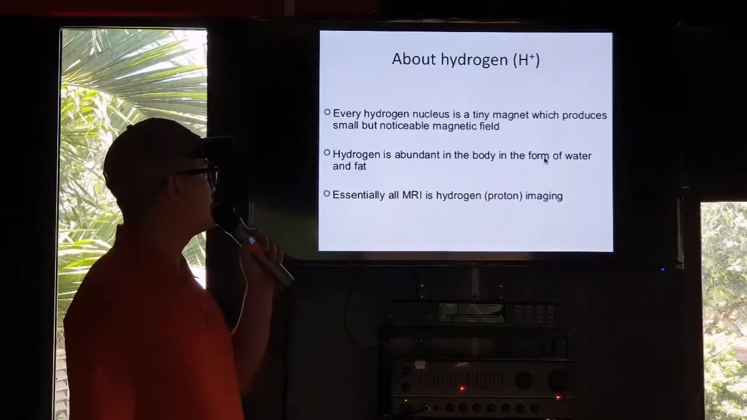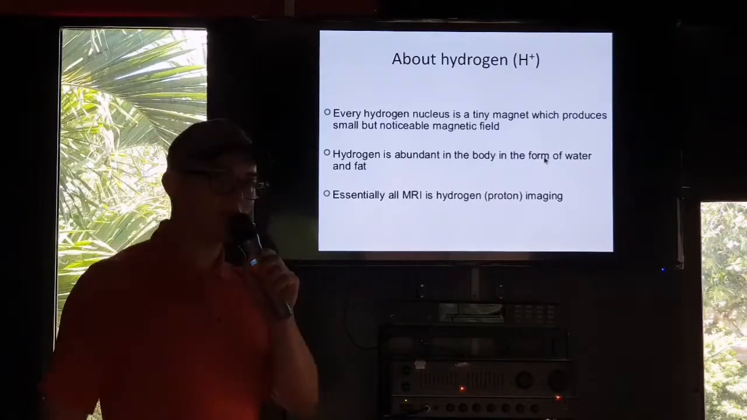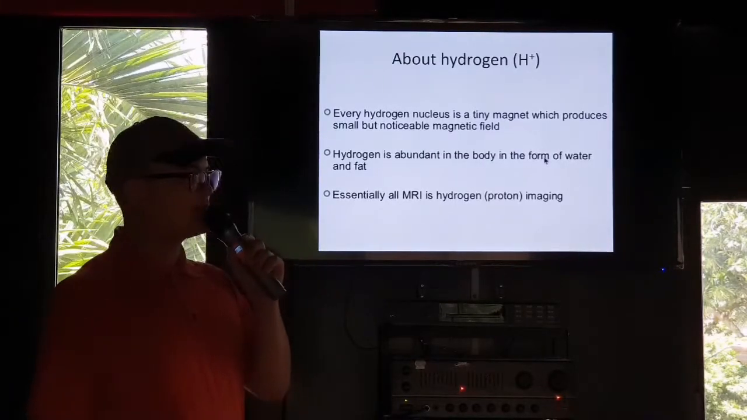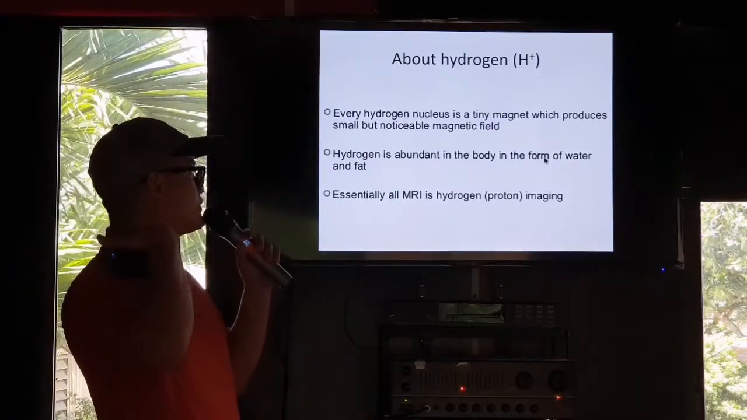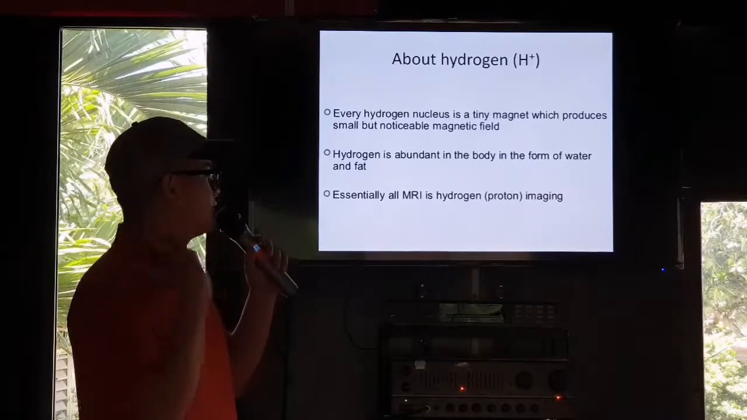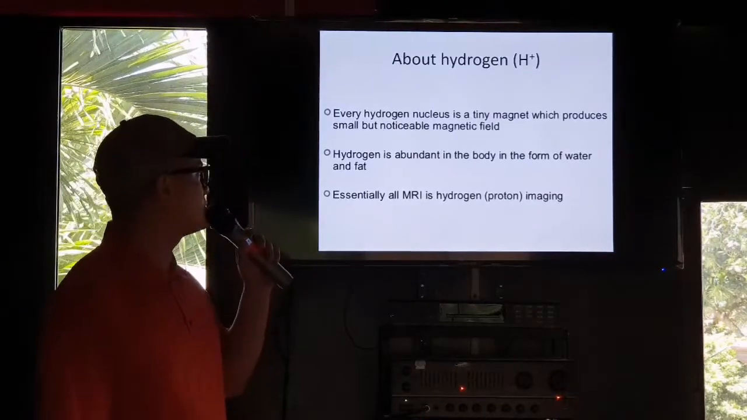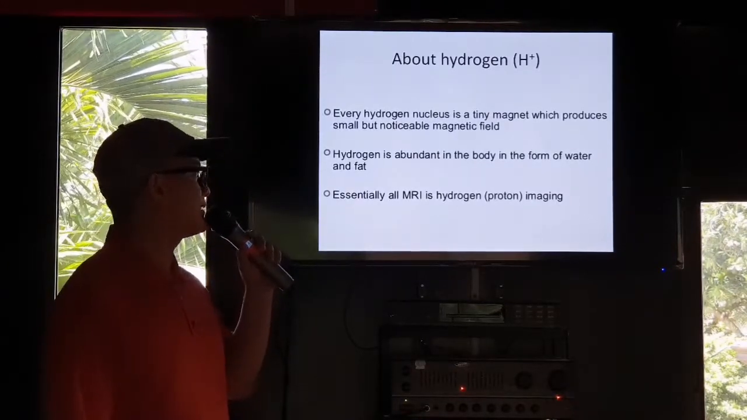Hydrogen is abundant in the body in the form of water and fat, of course. Fat is hydrocarbon, so it has a lot of hydrogen. And of course, water. Essentially, all MRI is hydrogen imaging.